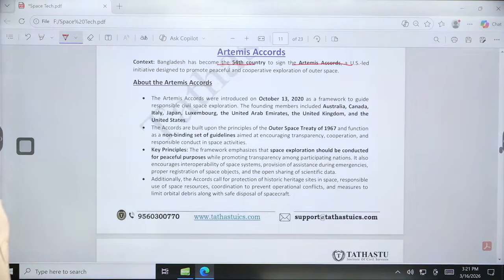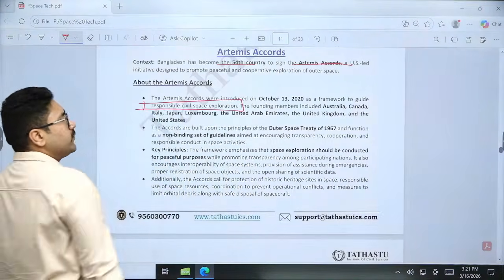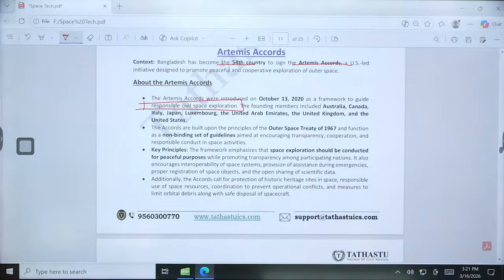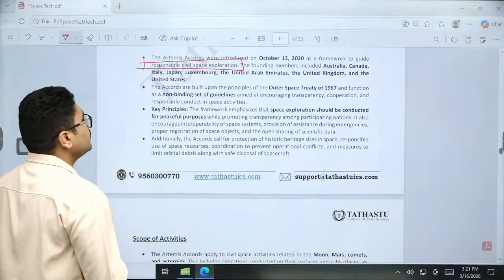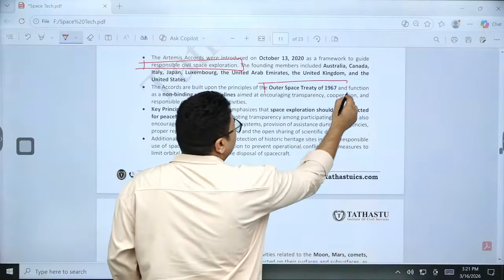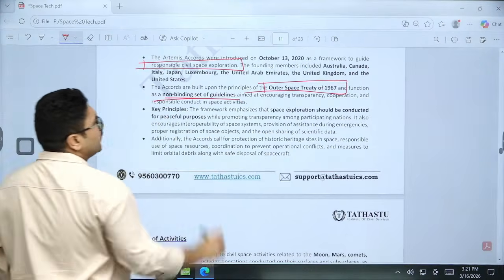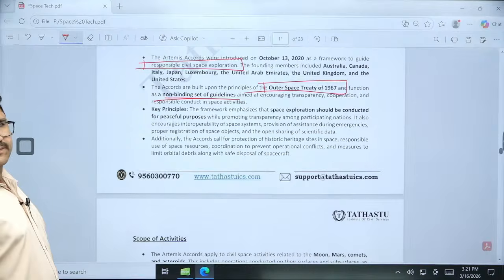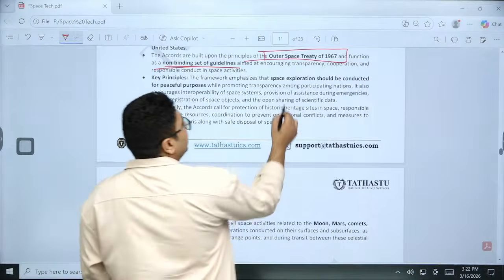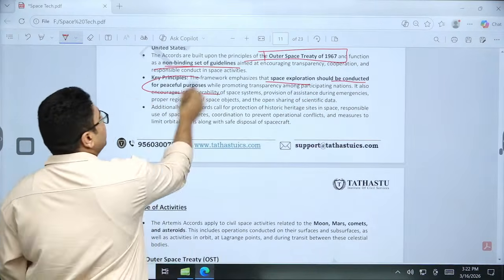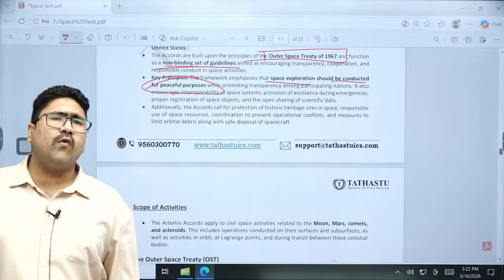What are the Artemis Accords? They were launched in 2020 with the objective of exploring space for civil purposes, and not for violence or war. The accords are built upon the principles of the Outer Space Treaty of 1967 and function as a non-binding set of guidelines aimed at encouraging transparency and cooperation. The framework emphasizes that space exploration should be conducted for peaceful purposes and space should not be used for any weapons or any kind of war.